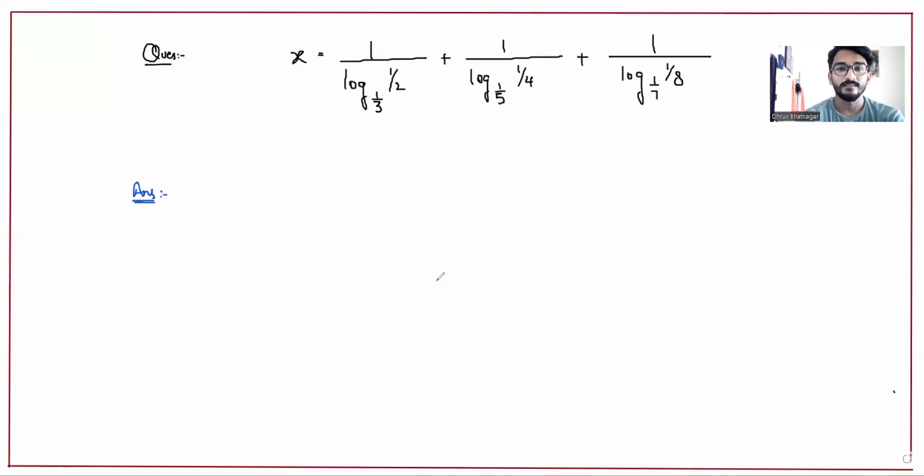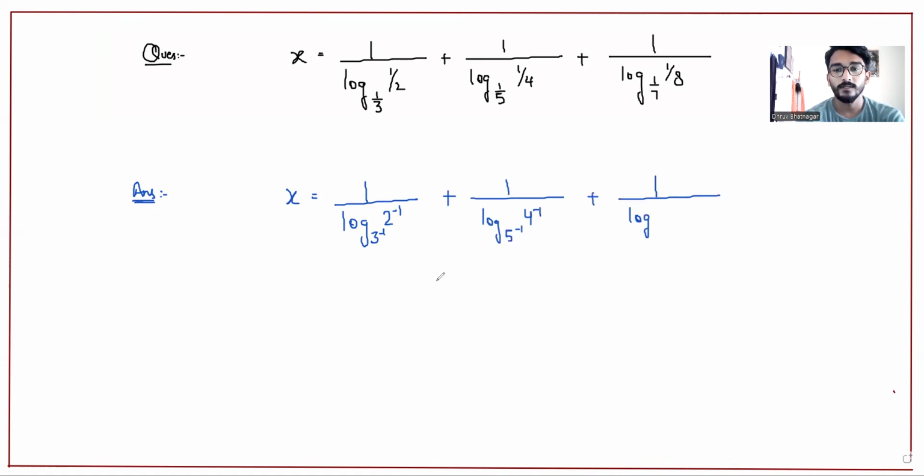Okay, let's start this question. The first step would be log 2 to the power minus 1 and 3 to the power minus 1. Then there is log 4 to the power minus 1 and 5 to the power minus 1. Same for the other one, log 8 to the power minus 1 and the base 7 to the power minus 1. Now we know this fundamental that the powers will be taken outside from the inputs and from the base.